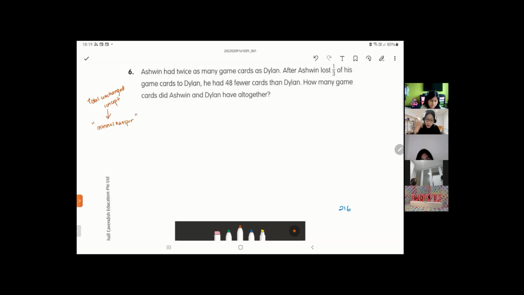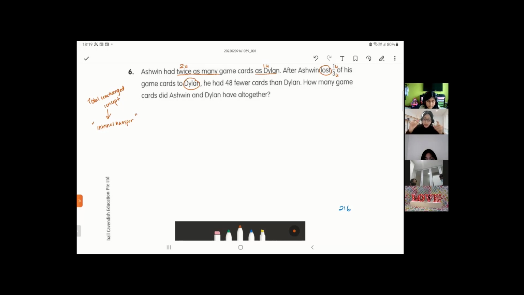So let's look at the question. Ashwin had twice as many game cards as Dylan. You know that twice means not 2 times, but 2 units if you want to use units, okay? As Dylan is 1 unit. After Ashwin lost 1 unit out of his 3 units of game cards, to whom? To Dylan. You see, he lost to Dylan. I have Ashwin, I have Dylan. Ashwin lost to Dylan. Dylan actually gets game cards from Ashwin. It's between the two of them only. It's between these 2 boys.